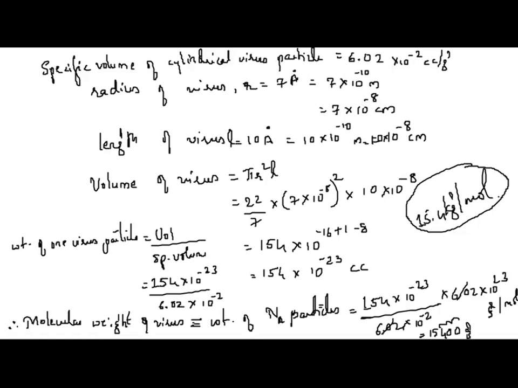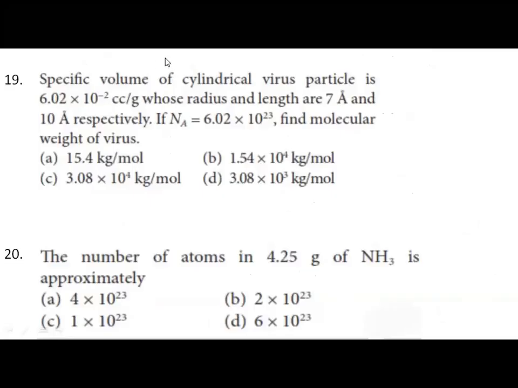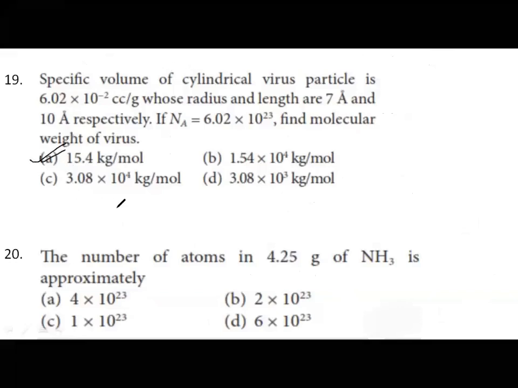So what is the correct option? The correct option is 15.4 kg per mole. It is option A.